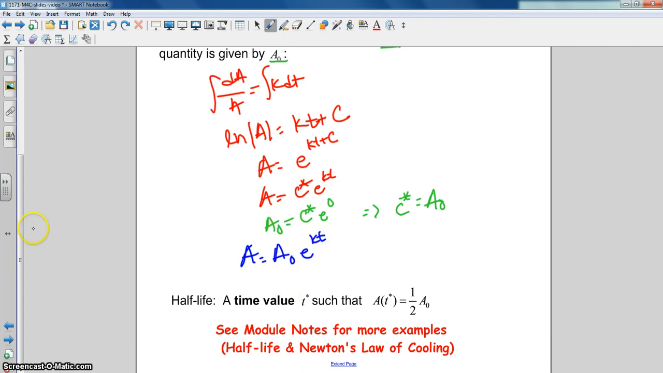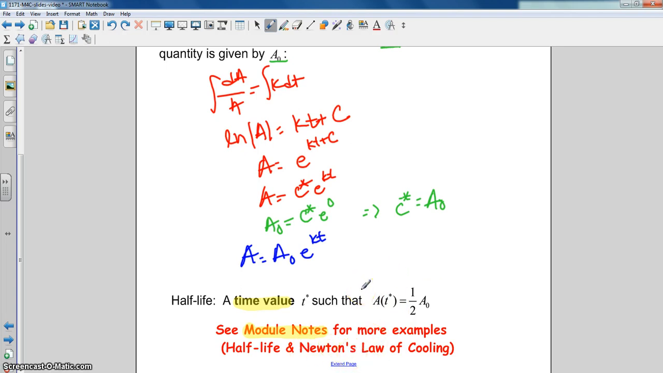I'm not going to have time to go through an example of this in the video. There are examples worked out in the module notes, and I strongly encourage you to reference those because there are a couple other examples. An example about half-life, which is a time value where you have 1/2 of the original quantity remaining. And then there's also an example on Newton's law of cooling.